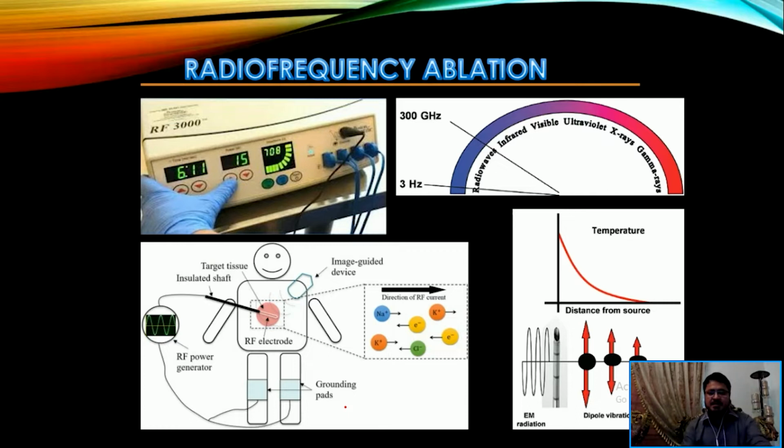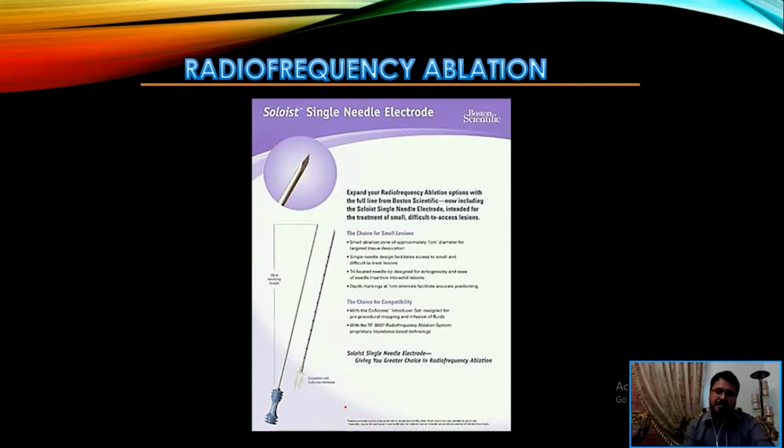One of the radiofrequency generators we use that is available in Pakistan is the RF 3000 generator of Boston Scientific. We use the Soloist needle for bone ablation of osteoid osteomas, and it is of 18 and 16 gauge.